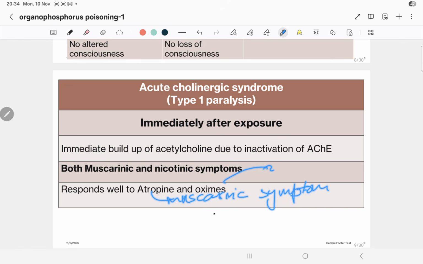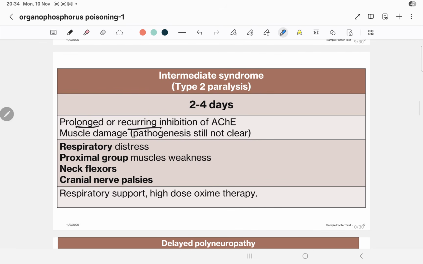But oximes take care of nicotinic symptoms, mainly pertaining to muscles. If you give atropine, all the secretions will dry up. Your respiratory and bronchial tubes will be dried up, and the patient will be able to breathe. But if you give oximes, all the muscle-related effects will be resolved. So oxime is for muscles and nerve, and atropine is for secretions. We will discuss that again.